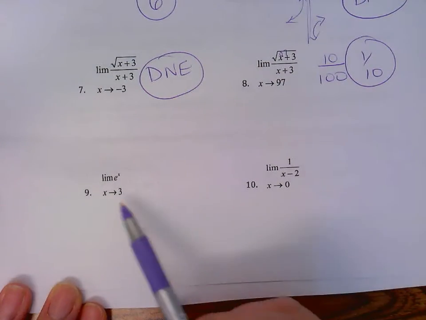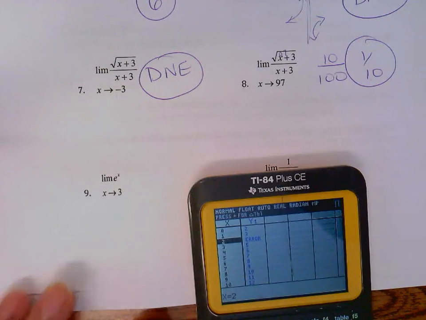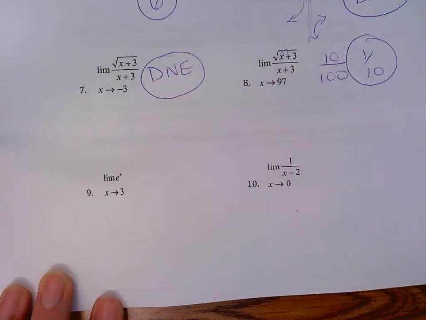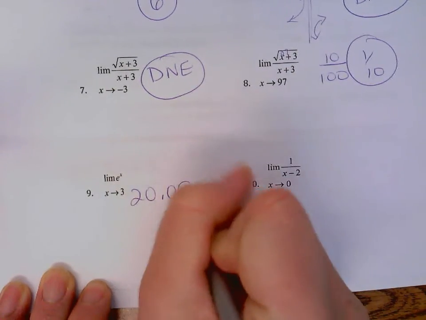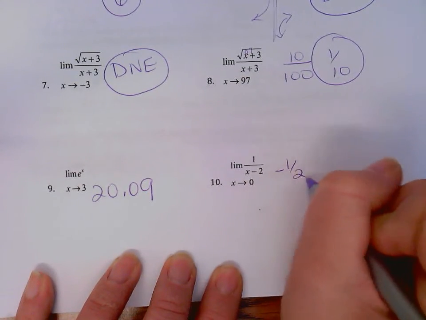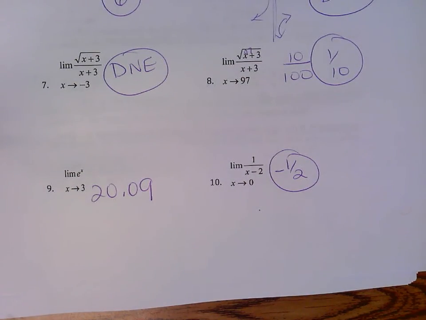This is just e cubed, so you can do e on your calculator. Second e raised to the third power. 20.09 if I rounded it. Did you get that? And then this one just comes out to negative 1/2 when I plug in 0 for x. So you've just solved limits by substitution.